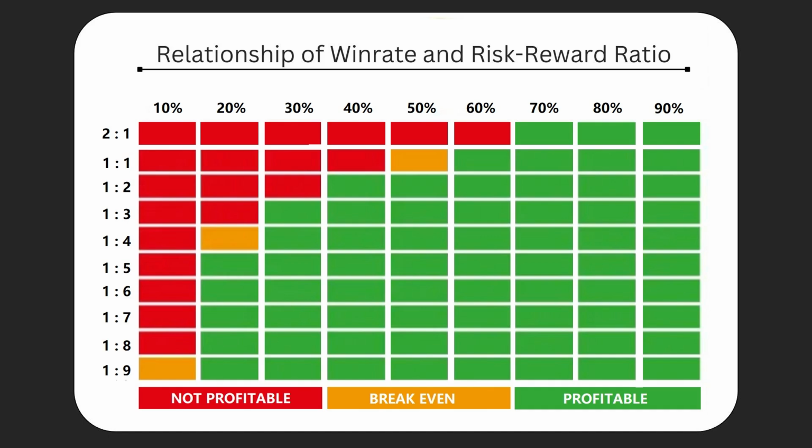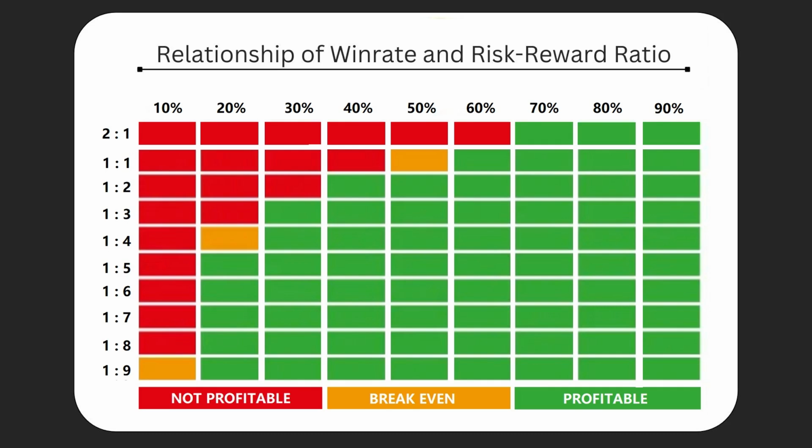Now, the way you change your perspective about risk management is by looking at this chart right here that you are looking at, right? From here, you can see that on the x-axis, we've got these different win rates, right? Starting off with a 10% win rate and then continuing till the 90% win rate, right? And on the y-axis, we've got the different RRR, starting off with the 2 to 1 risk reward ratio, which means that you are risking $2 for only $1, right? Which is basically a negative risk reward ratio, right? And that's actually worse than gambling, right?